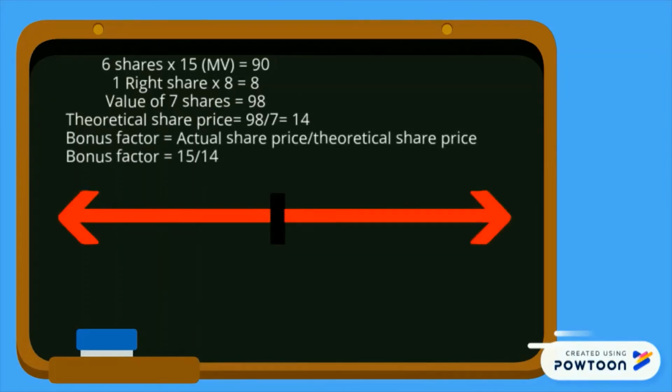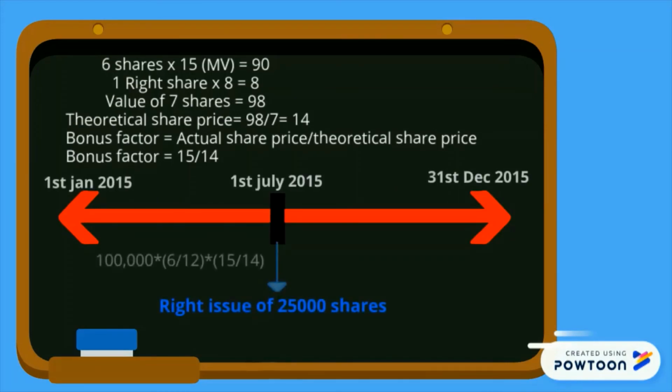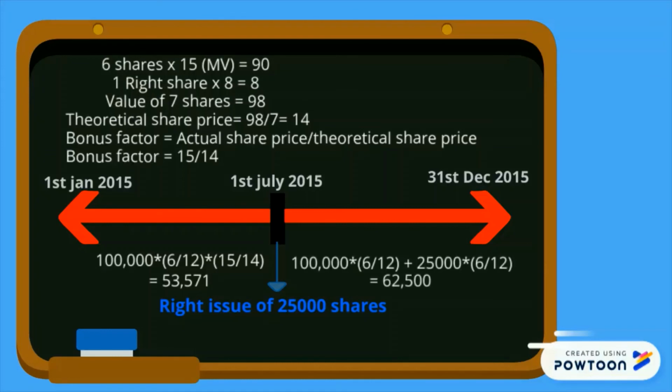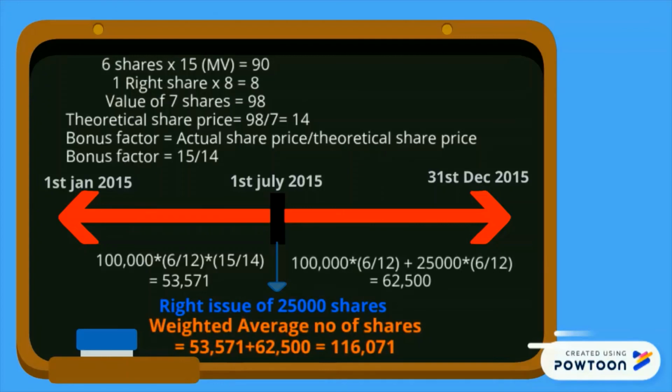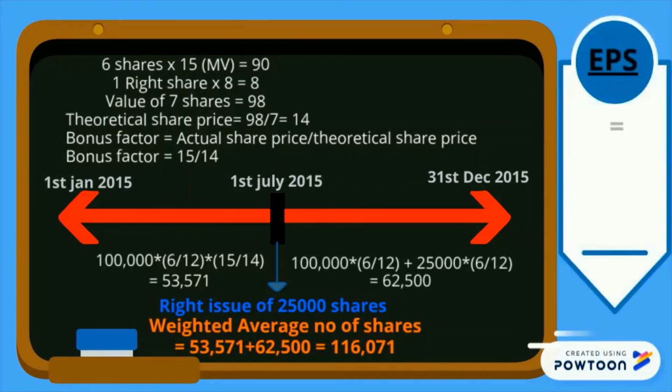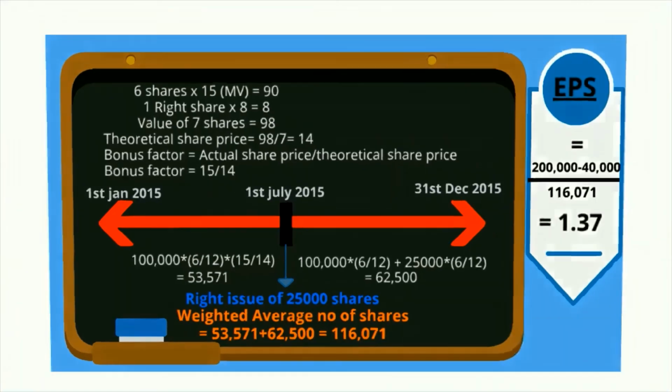Bonus factor will be equal to market value of share before the issue divided by theoretical share price after the issue. Then we make a timeline for the year and the number of ordinary shares outstanding at the beginning of the period multiplied by the bonus factor or weighted to the date of rights issue. Number of ordinary shares after the rights issue is weighted from the date of rights issue to the end of period. Both are added to calculate total weighted average number of ordinary shares. Finally, basic EPS is calculated after subtracting preferred dividends from net income and dividing it by total weighted average number of shares.